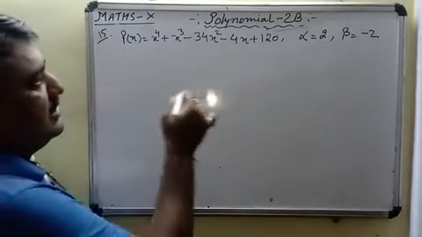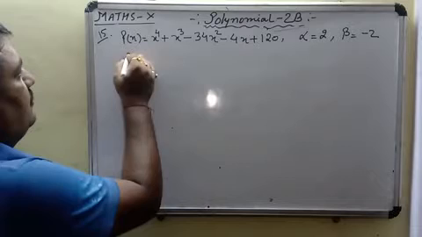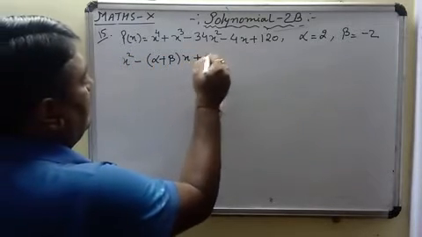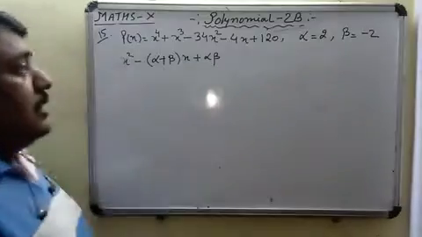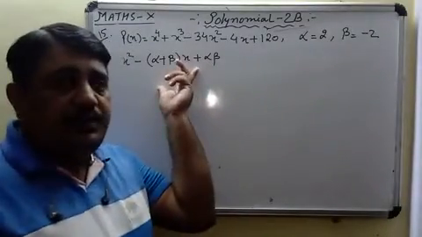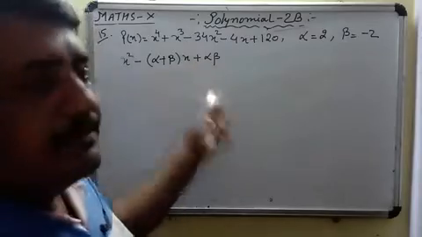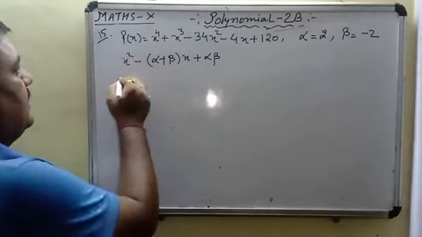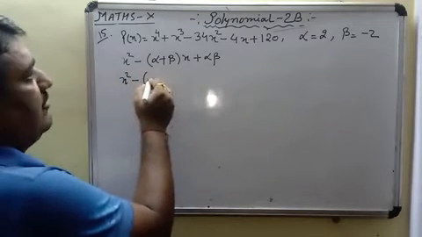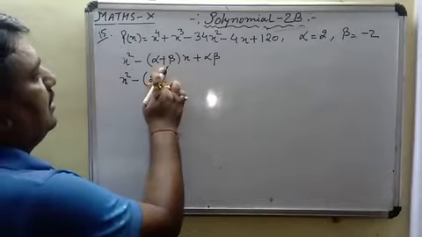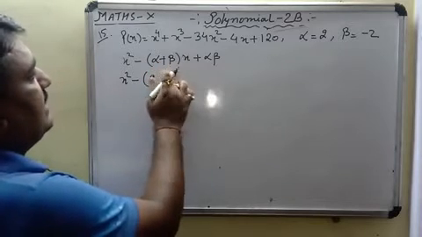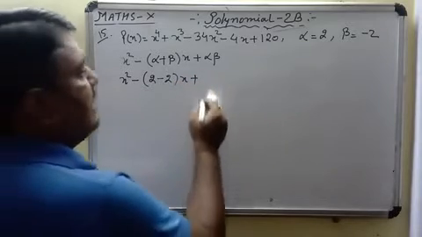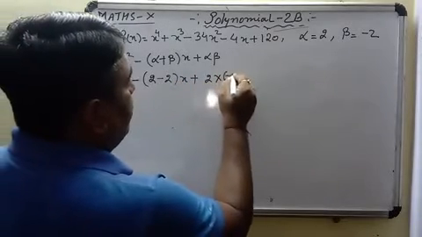That process says that x square minus alpha plus beta x plus alpha into beta. I hope you remember this procedure. We have done this in exercise number 2a, framing the quadratic polynomial. Now it is x square minus alpha is 2 plus beta is minus 2. So plus minus minus 2 x plus alpha into beta, that is 2 into minus 2.